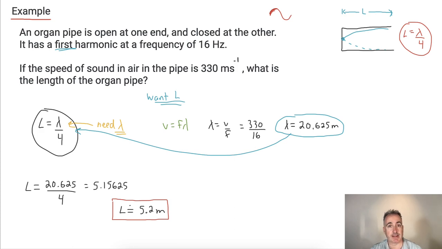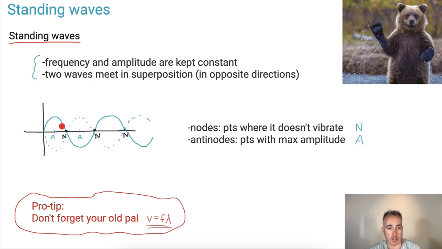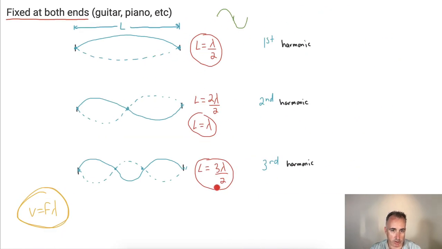But there we go. We've seen an example of how to work with standing waves and how they can be formed in different strings or containers or different situations. But it's always formed as a superposition of two different waves back and forth. And depending on the different versions of them, you can look at fixed at both ends, open at one end, closed at the other, or open at both ends.